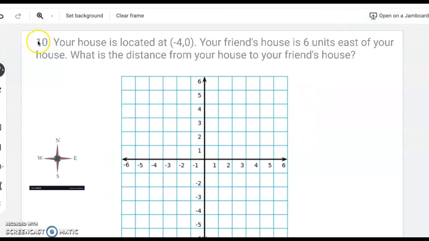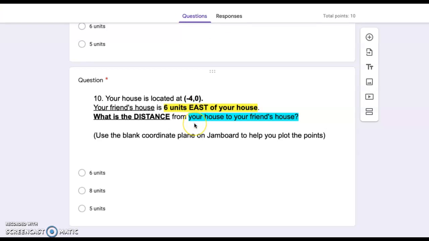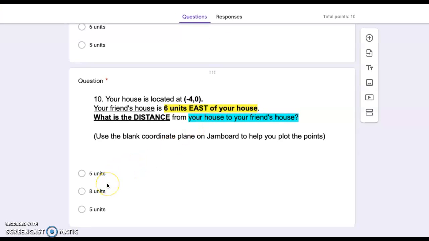Make sure you're looking at the right number for the problem. We're on number 10. So you're first going to plot the location of your house at -4, 0. Then you're going to plot the point for your friend's house, which is 6 units east of your house. Then you must determine what is the distance from your house to your friend's house. Your choices are 6 units, 8 units, or 5 units. Make sure you checked all of your answers and turn it in.